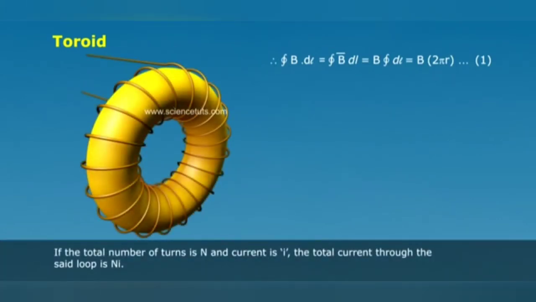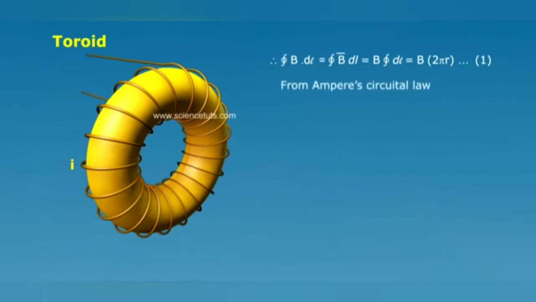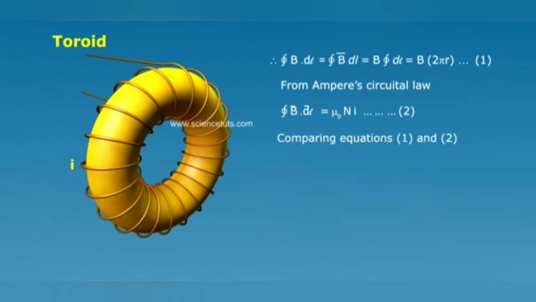If the total number of turns is N and the current is I, the total current passing through is Ni, or I can say n into L, small n into L also we can write. So let us consider integration of B dot dl is mu naught Ni. Remember capital N, here we have written capital N. In the video I showed small n into L, both are the same because capital N is equal to small n into L. I am just writing the value here, that is B into 2 pi r is equal to mu naught Ni.